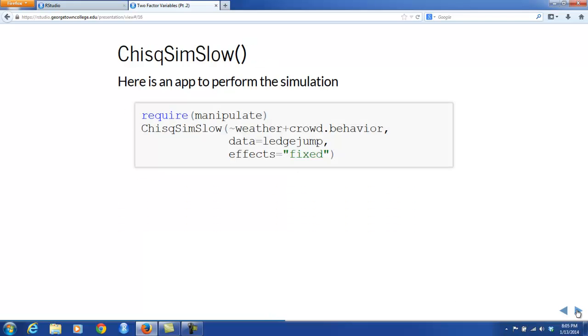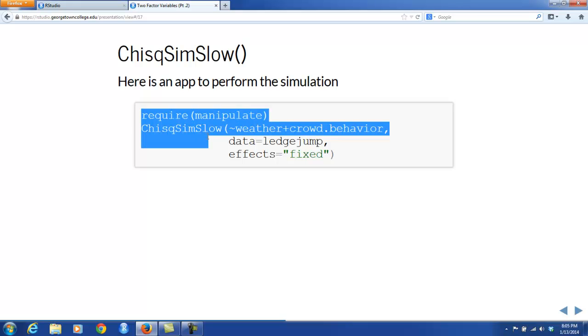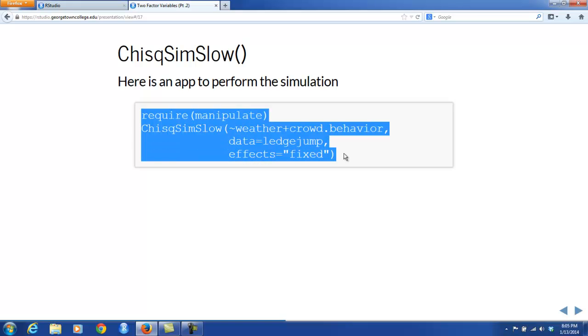So how should we do the simulation? There's a Manipulate app in the TigerStats package that'll help you do it. To make sure that the Manipulate package is loaded, we'll require Manipulate as our first line of code. And then we'll bring on the function chi-square-sim-slow. Notice that it follows formula data input. You simply put in the weather, the twiddles weather plus crowd behavior. Your data is ledge jump. And there's an extra argument called effects equals fixed.